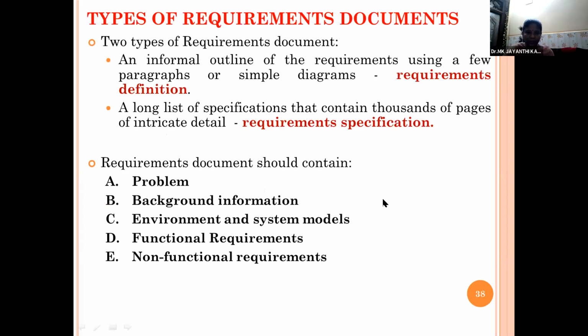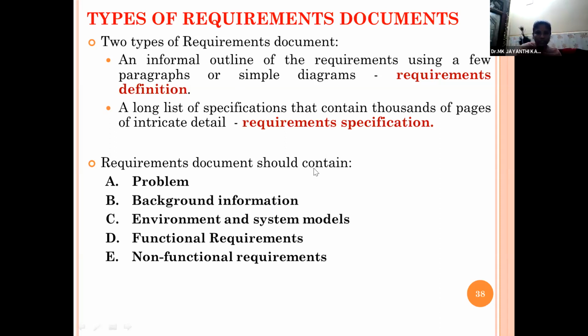So we have different types of requirements documents. The two types are requirements definition and requirements specification. An informal outline of the requirements using a few paragraphs or simple diagrams is called requirements definition. We'll write down the definitions of the requirements. A long list of specifications that contains thousands of pages of detailed definitions is called requirements specification. So the requirements specification is the algorithmic representation of your complete project, and the requirements definition will give you the various definitions associated with your project.